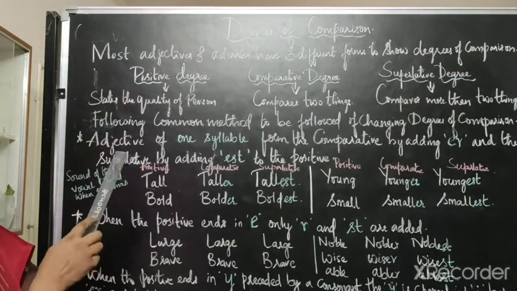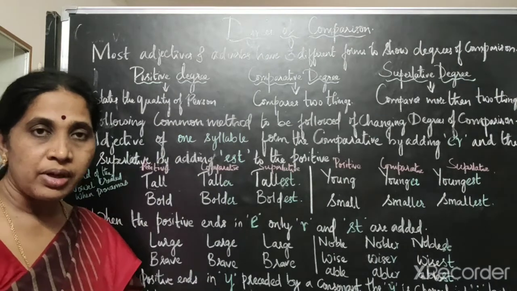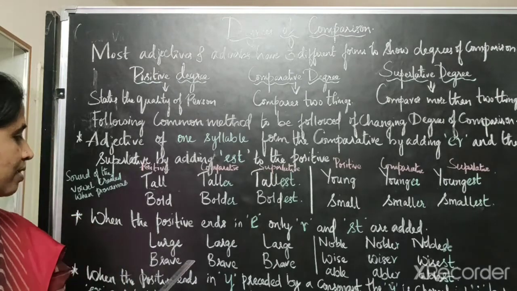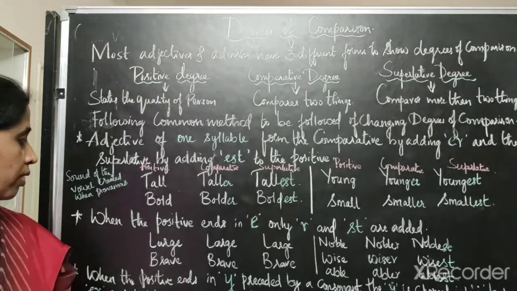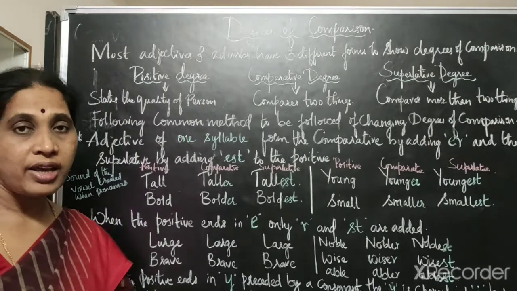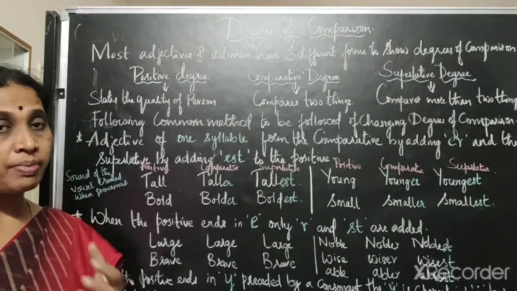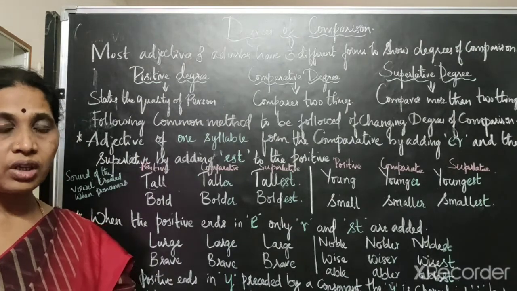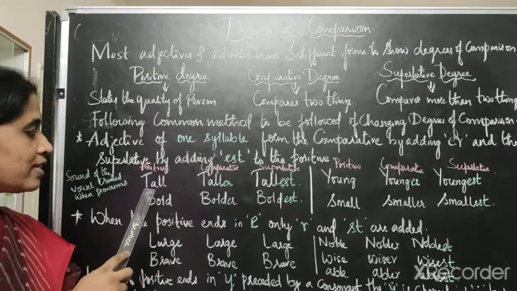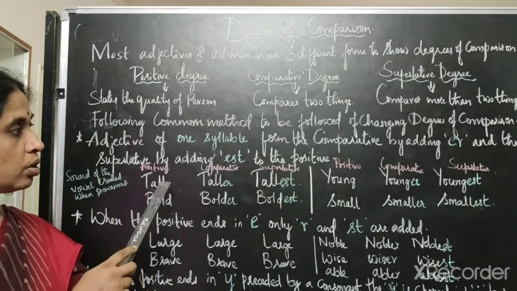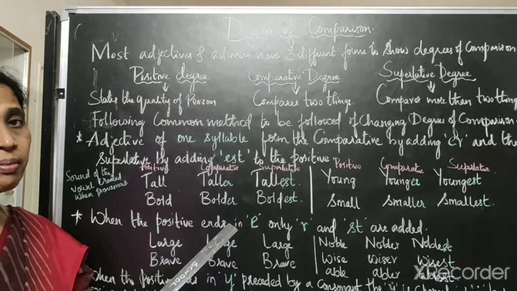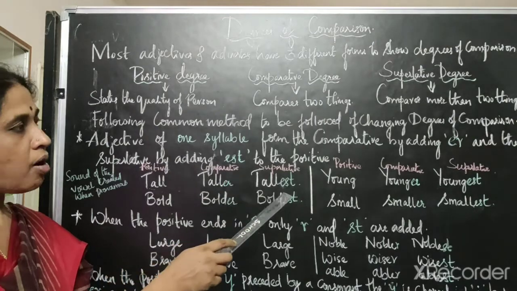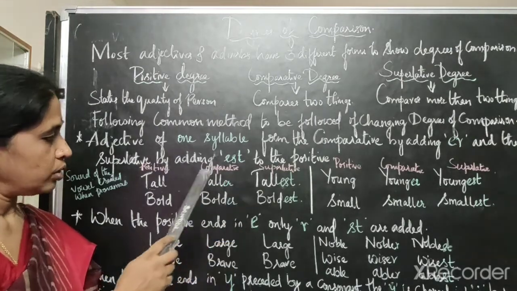Another one is if the adjective has one syllable. Okay, what is a syllable? A syllable is a part of your speech. It tells about the sound of the vowels that arises when you pronounce the word. That is the sound of the vowel that is heard when you pronounce the word. If a word has one syllable, you can form the comparative by adding er to the positive and form the superlative by adding est to the positive.